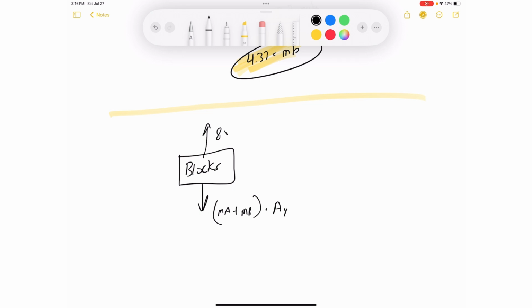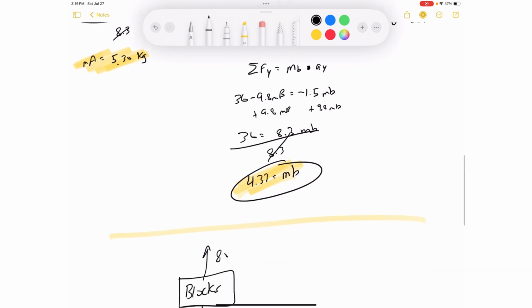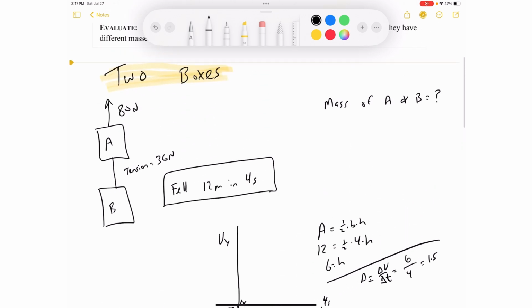Okay. You could have done that. So meaning you could have nulled out the internal forces. So this internal force, this tension, you could have ignored it because it's internal, and you could have just put a whole box around it, and so 80 would have been going up, and then mass A plus mass B times the acceleration in y. So you see, that's a third way of solving this problem as well too. Just kind of ignore the internal forces and consider the whole thing one system, right?